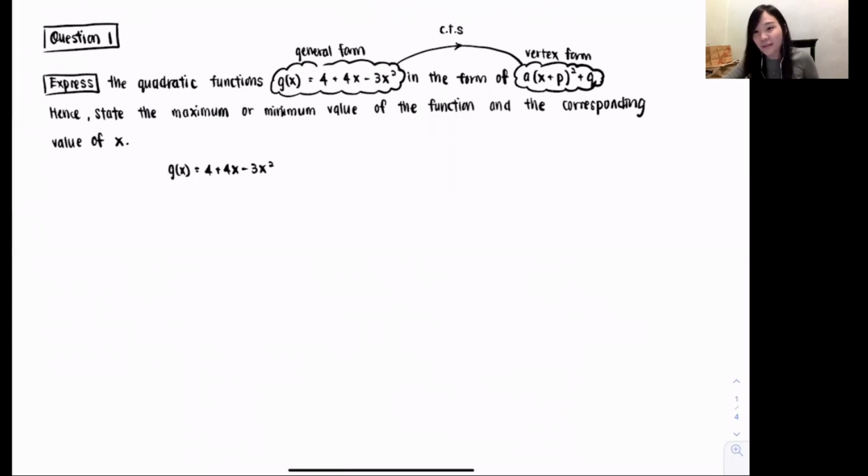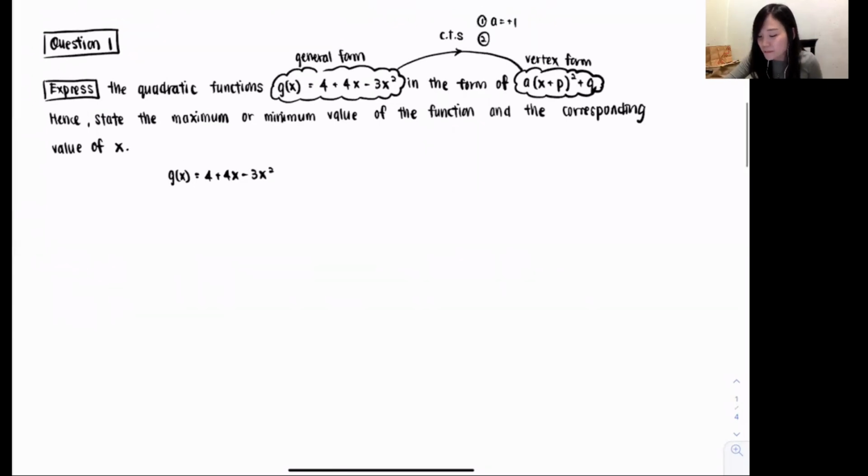Just now I already gave you an example, right? Let me write down the steps again. First step, A must be positive 1. Second step, big bracket square minus small bracket square plus C. Inside the big bracket square is always x plus b over 2. Inside the small bracket square, b over 2. Okay, now guys, that is the step. So let's get started and try to become vertex form again.